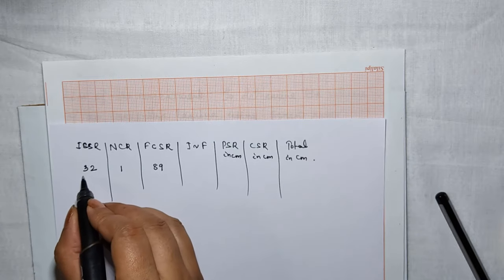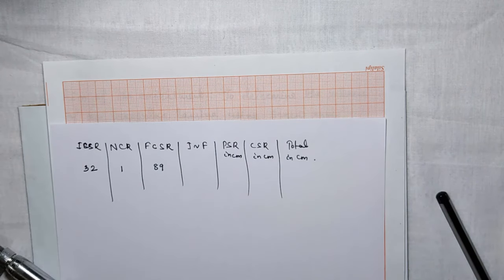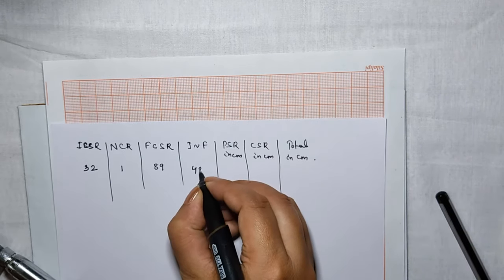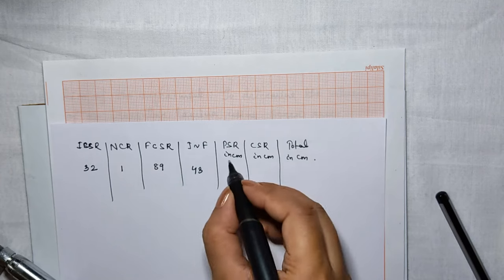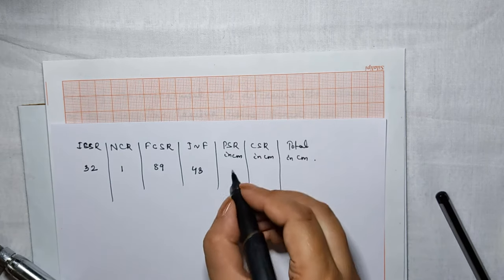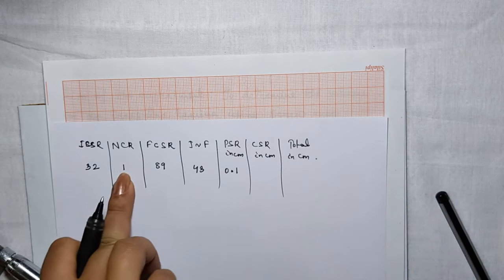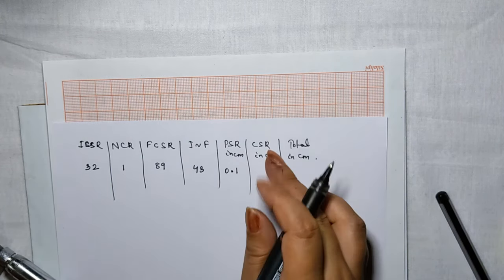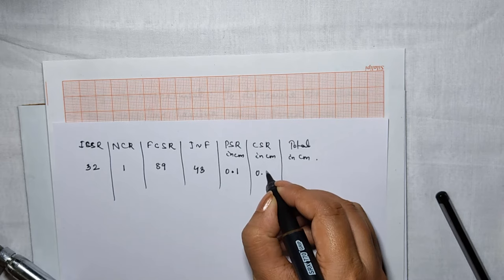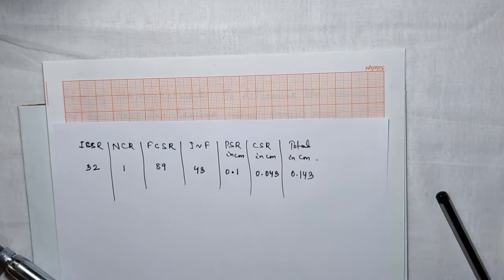So I minus F will be 100 plus I minus F, because this is a 100 division circular scale. 132 minus 89 is coming out as 43. Now what is PSR? PSR is pitch scale reading, which is pitch into number of complete rotations. Pitch is 0.1, so this becomes 0.1 because the number of complete rotations is 1. CSR is least count into extra divisions. Least count is 0.001, so 0.043. So the total is 0.143. This is my thickness.